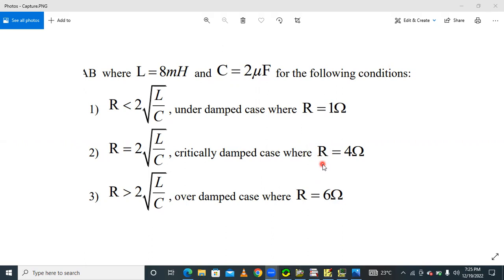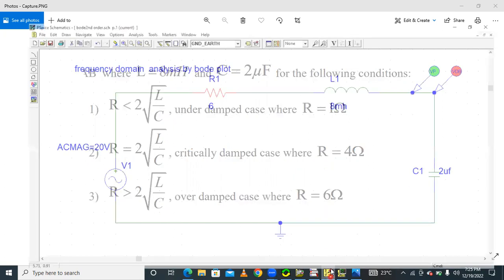and also how the phase plot changes, and how the magnitude plot changes. We have to understand this by using the Bode plot, and by using PSpice also.